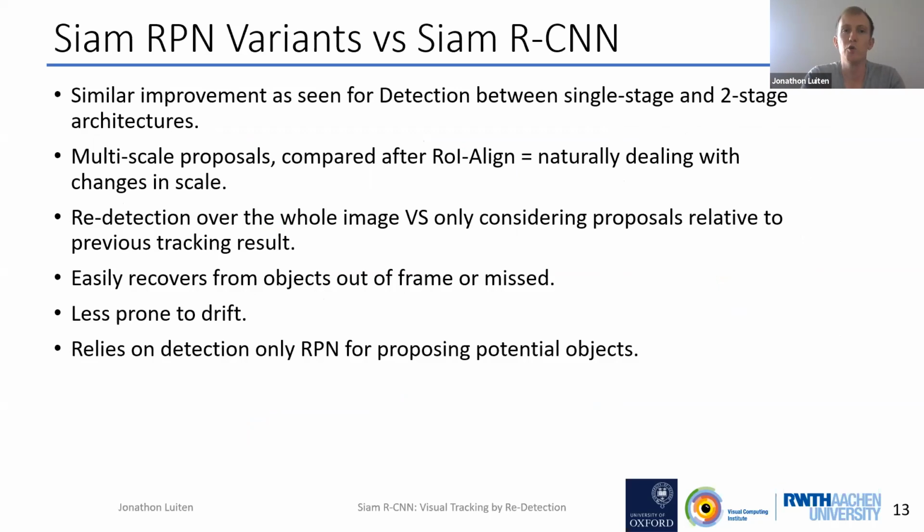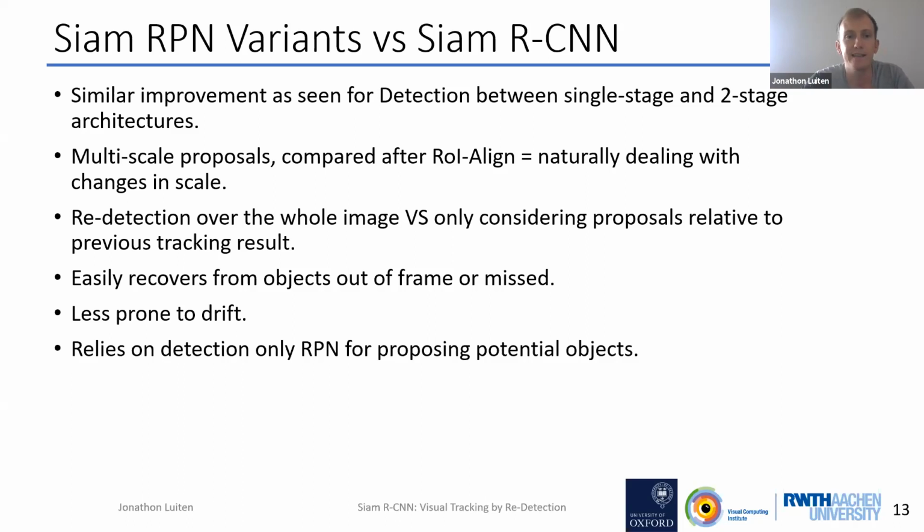So how does this compare to the one-stage version for tracking? Siam RPN versus Siam R-CNN. What we see is a similar improvement to what we saw for detection between single-stage and two-stage architectures. So the two-stage architecture makes sense: it works better, it's more powerful. Also, we get a really nice property: because we take these multi-scale features and crop them all to the same scale before comparing them, we can naturally deal with changes in object scale over the video, because you're always comparing things that are aligned to the object bounding box size. This is a nice natural thing that you don't get with other architectures.